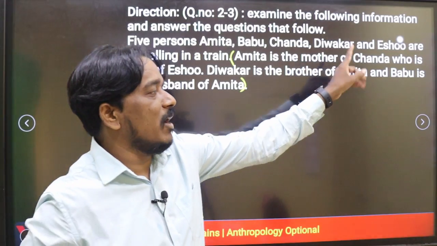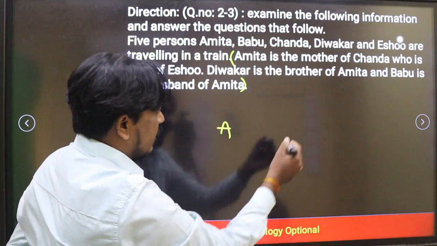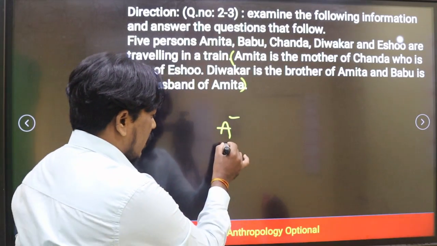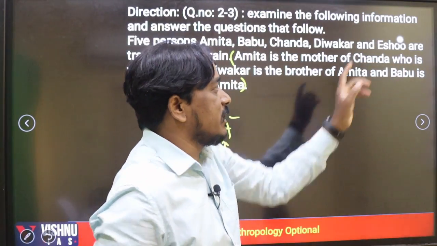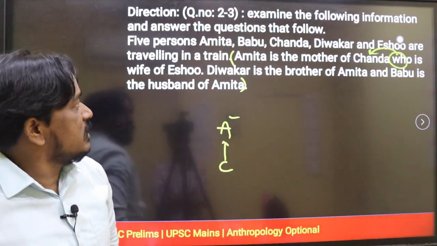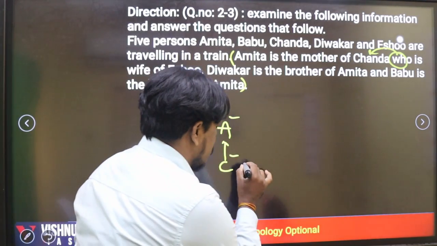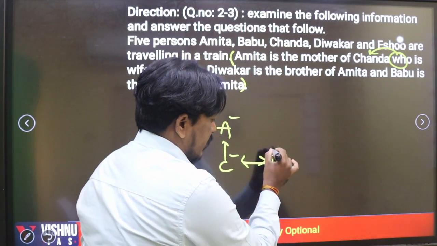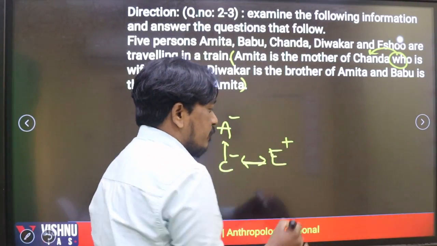Now, Amita is the mother of Chenda. First point, how to represent. Who is a mother? Amita is a mother, a female. Amita is the mother of Chenda. Clear? Whenever you find who, we are talking about this person, Chenda. Chenda is the wife of Isho. Chenda is a wife means a female. These two are couples. I am representing Isho. If Chenda is a wife, definitely Isho is a husband, means male.